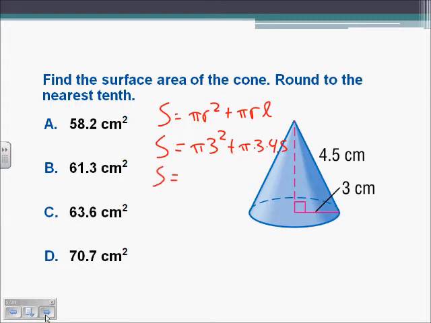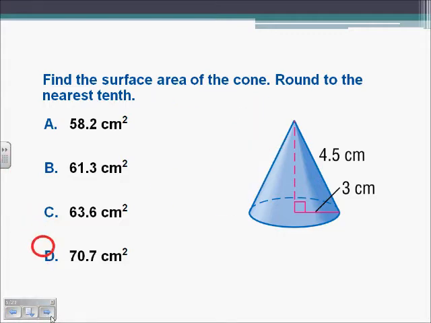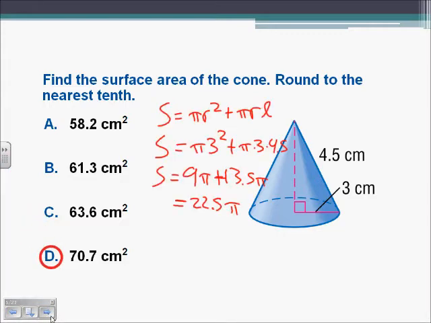So when we multiply those out, our surface area is going to equal 9 pi plus 13.5 pi, which is going to equal 22.5 pi, which is going to be approximately 70.7 centimeters squared.